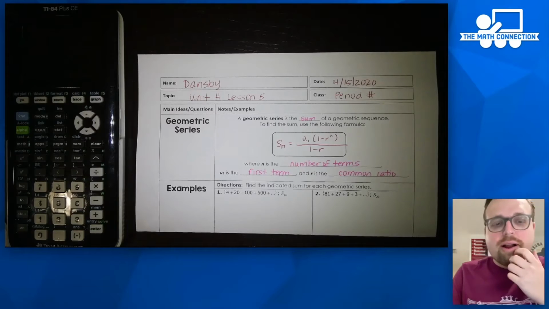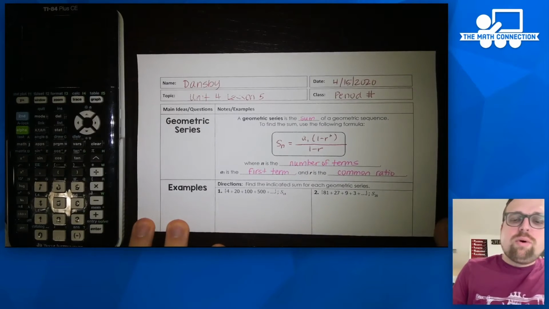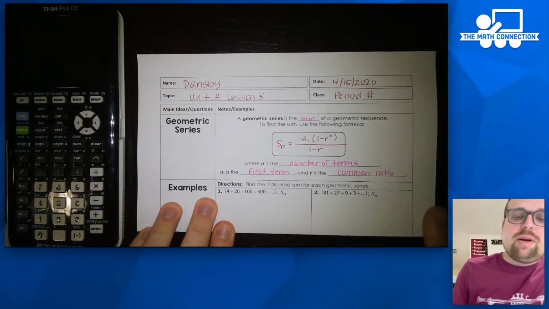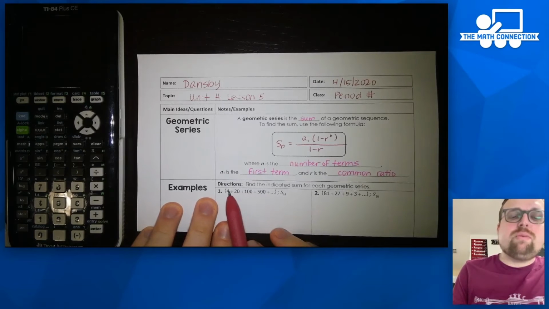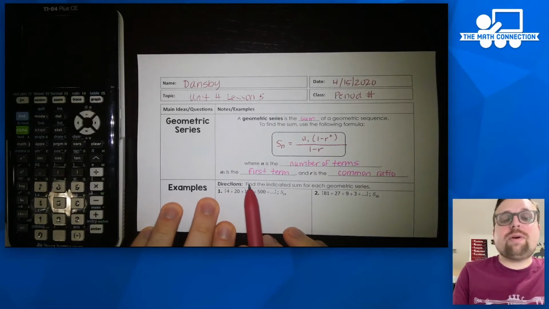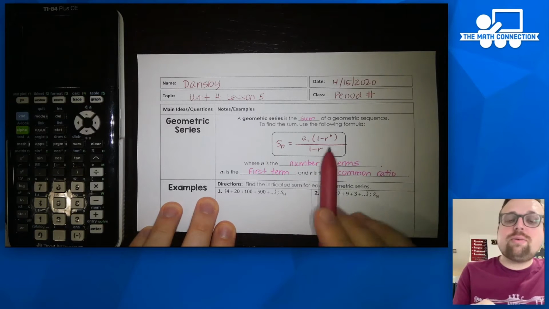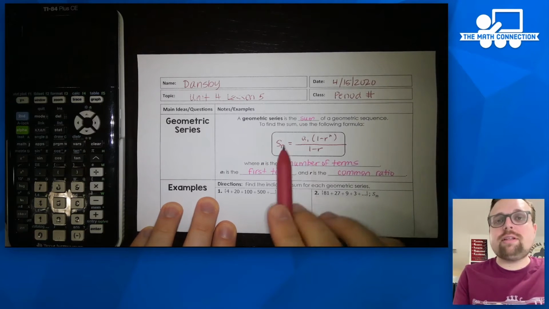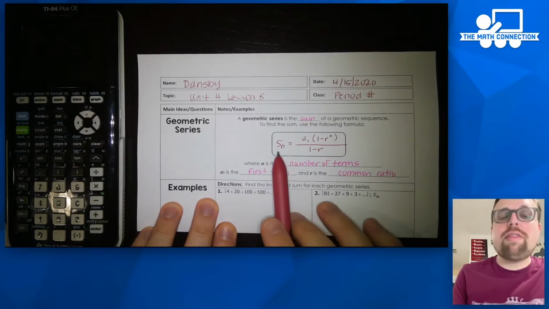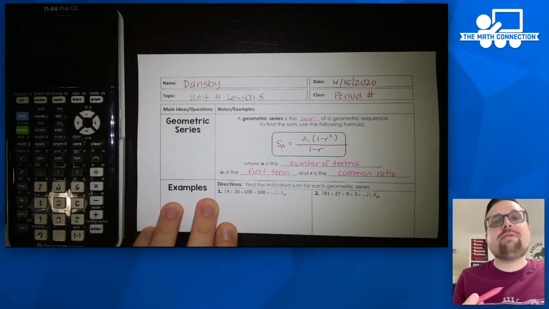Okay, so let's start out with an example problem here. We're going to look at number 1. The first thing that you should be looking at is the directions, which is find the indicated sum for each series. So we're going to use our sum formula here at the top. So what are the things that we're going to need to plug into this formula?